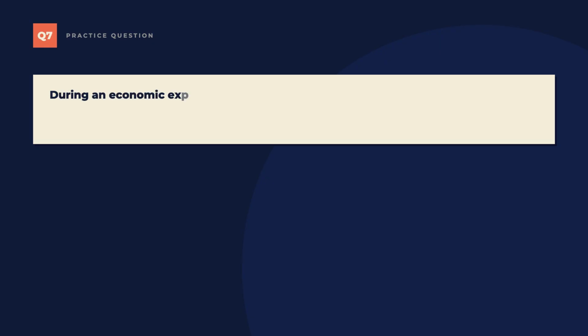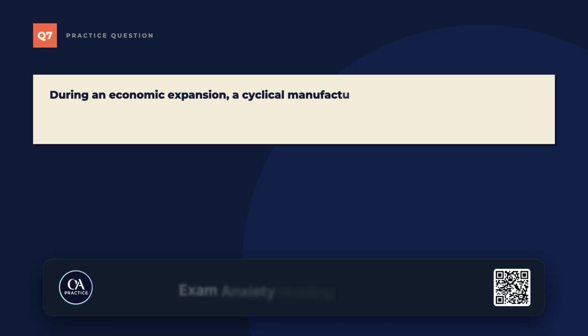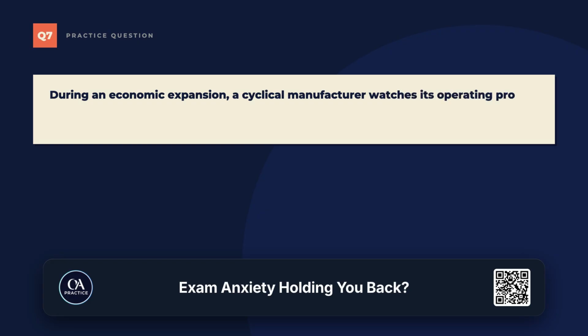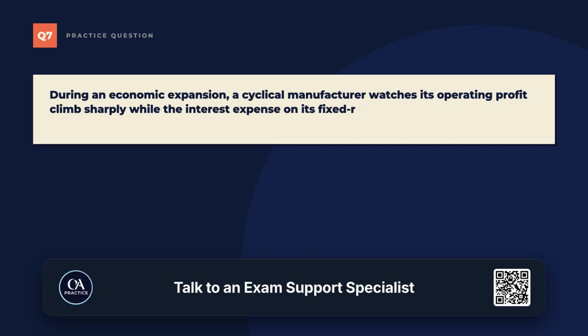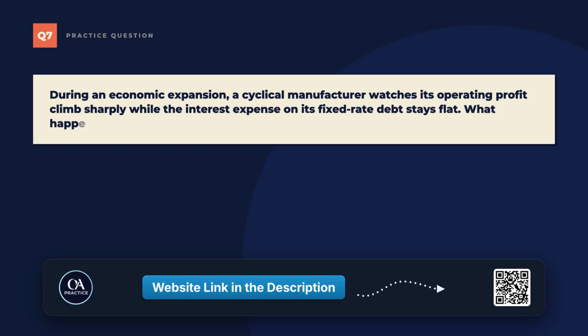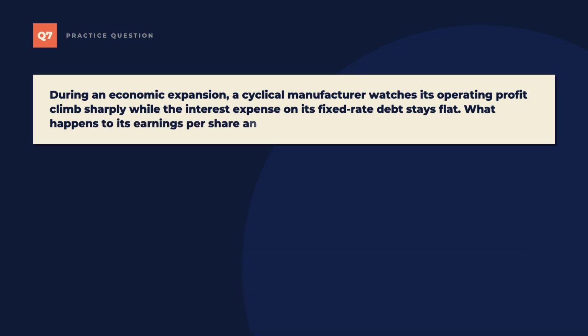Question 7. During an economic expansion, a cyclical manufacturer watches its operating profit climb sharply while the interest expense on its fixed rate debt stays flat. What happens to its earnings per share and return on equity, and why?